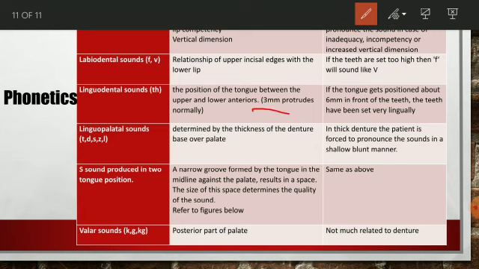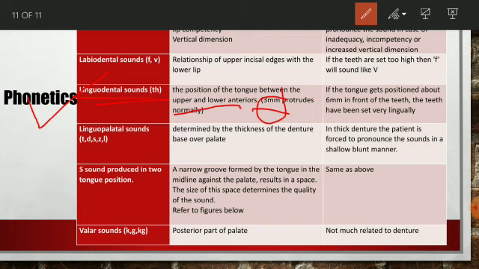Now just imagine if you give your patient a retroclined teeth arrangement, that is your lower anteriors are retroclined. In that case, the protrusion of the tongue would be more than 3 mm. If the protrusion of the tongue is more than 3 mm, the patient will not be able to pronounce linguodental sounds. So the position of the upper and lower anteriors should be such that the protrusion of the tongue should not be more than 3 mm. Then only these linguodental sounds would be harmonized.